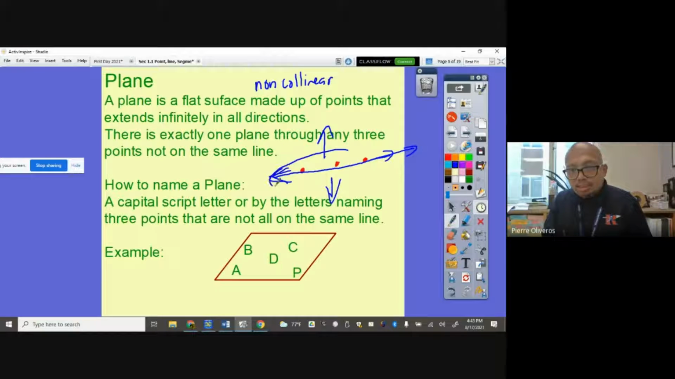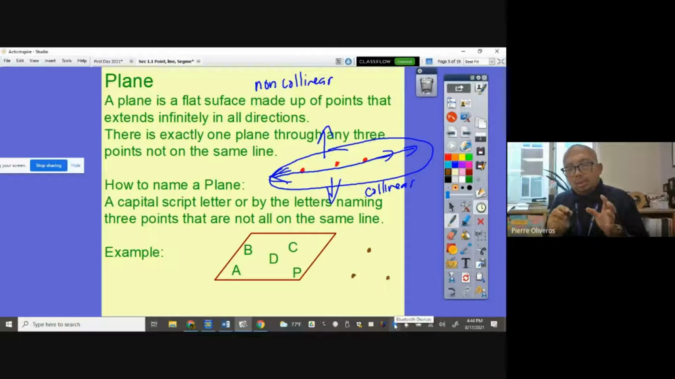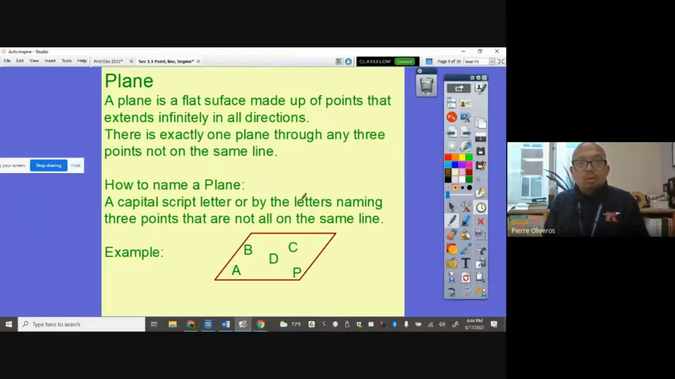Okay, this example here is called collinear because they are all on the same line. So non-collinear is something like this. They are not on the same line and they will make a plane. How to name a plane is like this. For example, I have a plane, points A, B, and C there, and a D here.